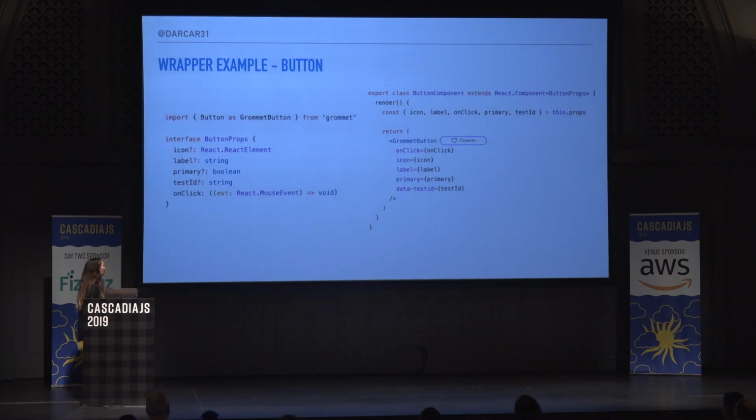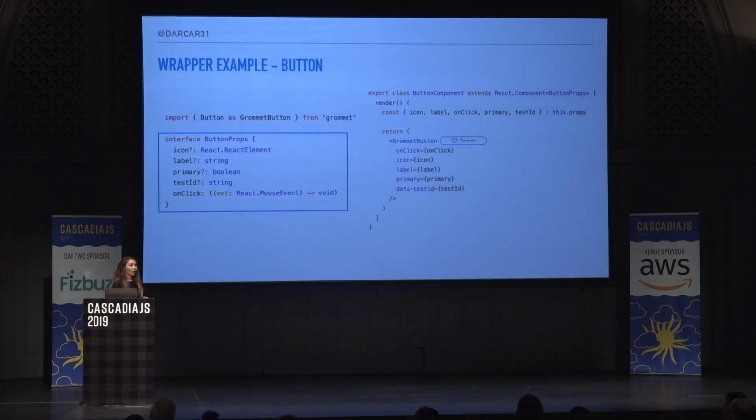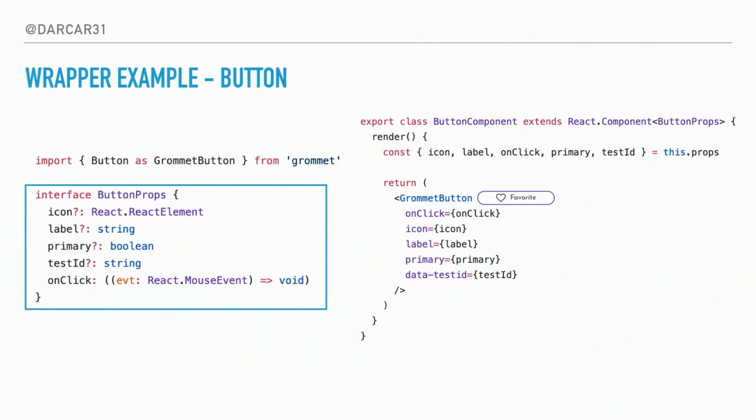Taking a closer look at all the buttons on my page, I've written a button wrapper around the Grommet button component. So on the left here, you'll notice I have the interface for my button wrapper component. And if you're not familiar with TypeScript, this is a fairly binding contract. It's that prenuptial agreement that I mentioned earlier. If you try to pass in something that isn't on this list, you're going to get a compilation error. If you don't pass in the required onClick handler, you will also get a compilation error.